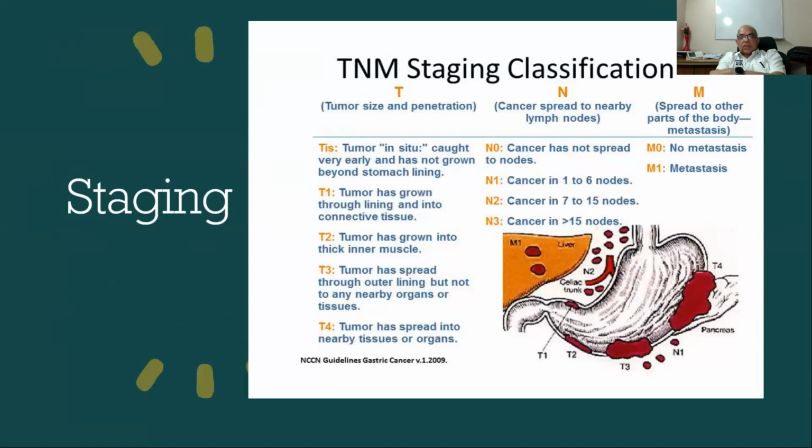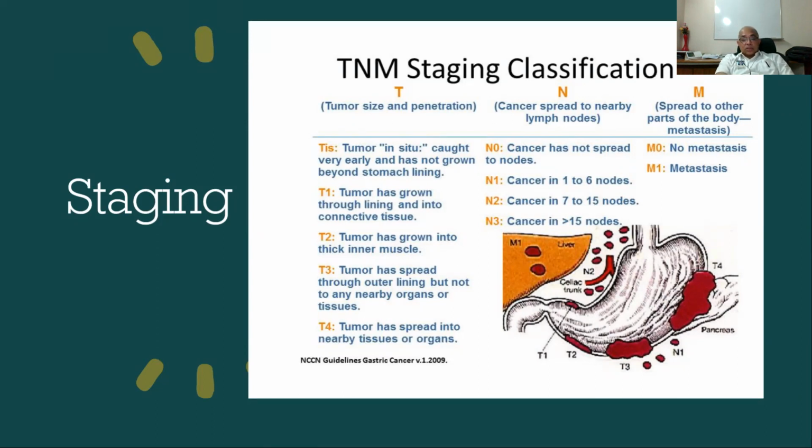So here is a cartoon with the TNM classification of stomach cancers. You can see a T1 lesion, which is a lesion which has just gone through the lining of the stomach and into the connective tissue. A T2 lesion is a lesion which has gone into the thick inner muscle of the stomach. A T3 lesion has gone through the outer lining, but has not gone into any of the other organs outside of the stomach. And the T4 lesion is one that has gone into the adjoining organs like the pancreas, that is just below the stomach.